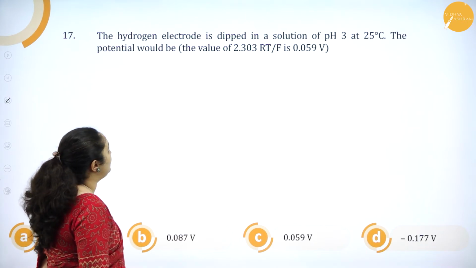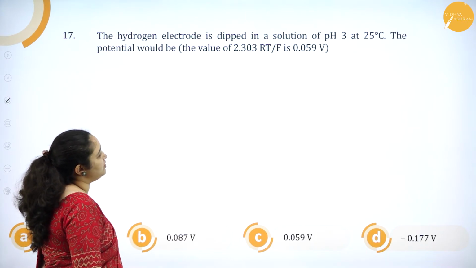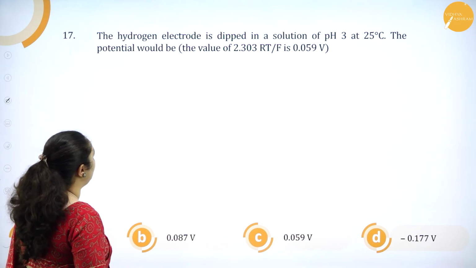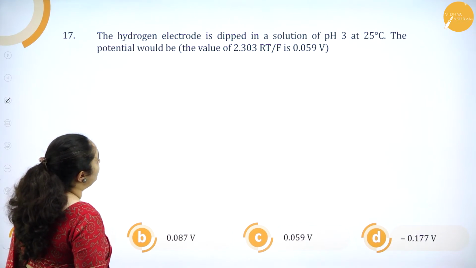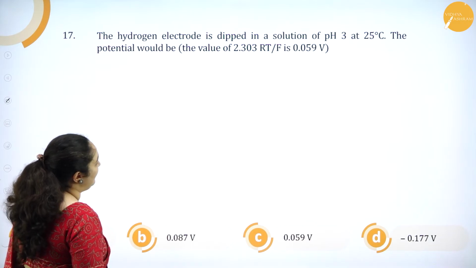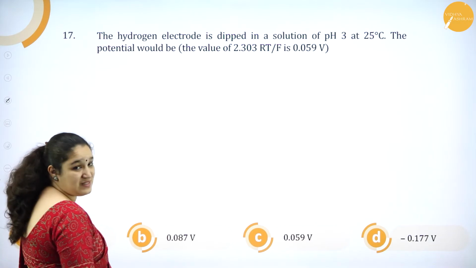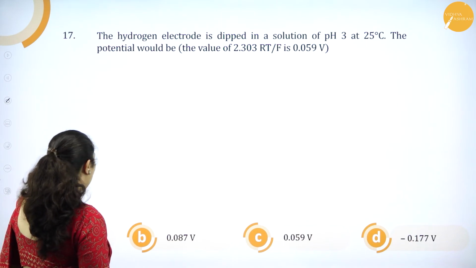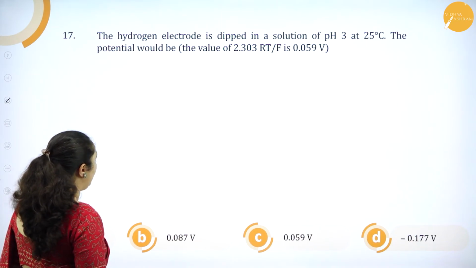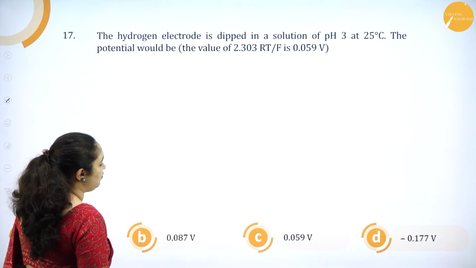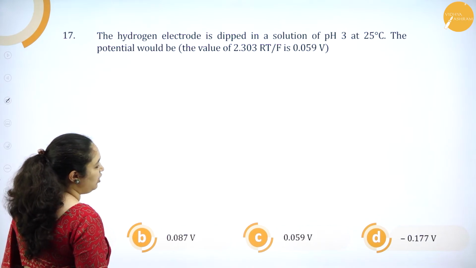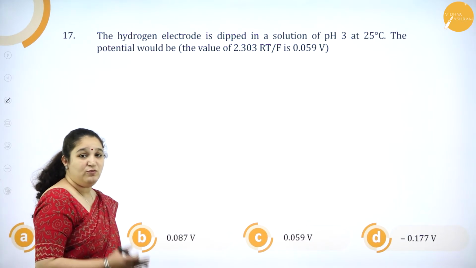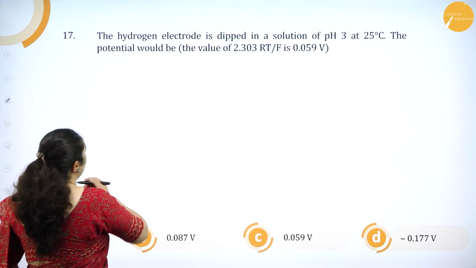The hydrogen electrode is dipped in a solution of pH 3 at 25 degrees Celsius. The potential would be, the value of 2.303 RT by F is 0.059 volt. It's given there. Option A 0.177 volt, option B 0.087 volt, option C 0.059 volt, option D minus 0.177 volt. For this we need to know the formula.